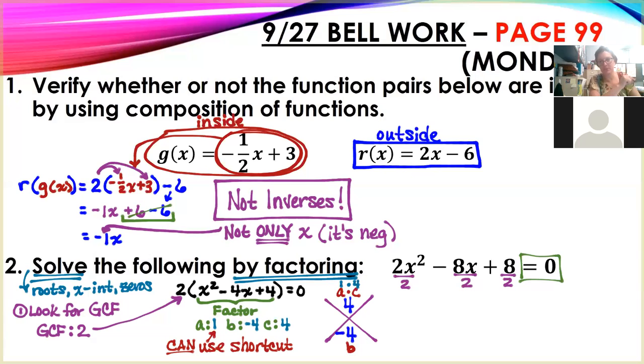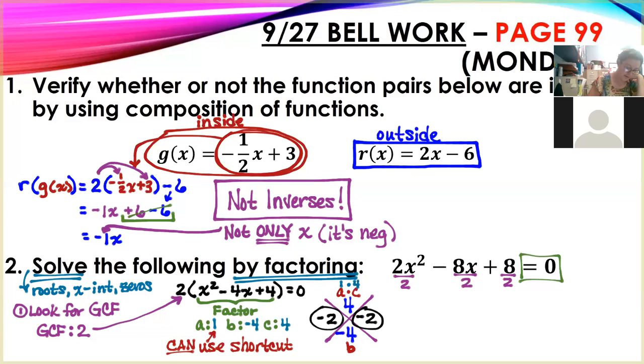And Axel, you're absolutely correct on your last comment in the chat there. What's going to multiply to a +4, but add to a -4? Awesome. -2 and -2 is what will do that.